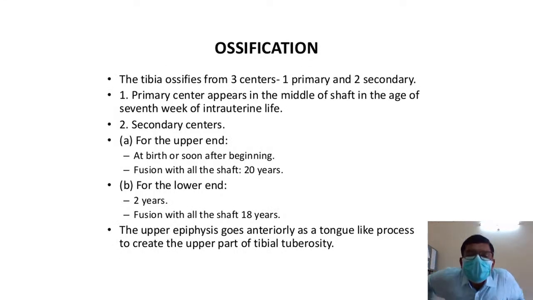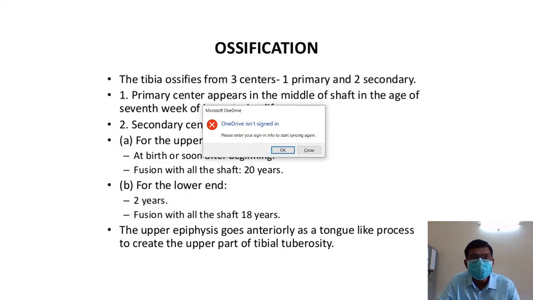This is all about the osteology of the tibia, and now let us see the ossification of this tibia. Please remember only three general points about the ossification. The tibia ossifies in three centers, that is, one primary center and two secondary centers. The primary center appears in the middle of the shaft at about the 7th week of intrauterine life.